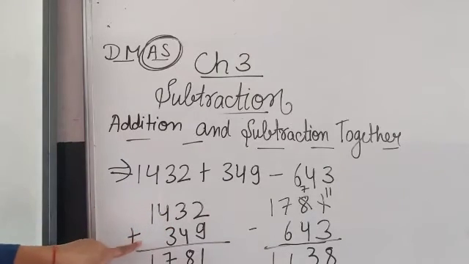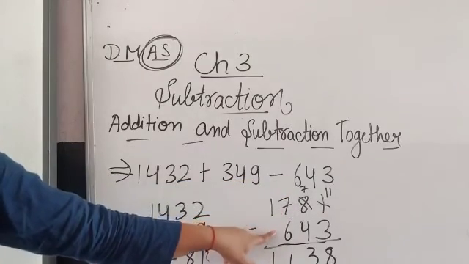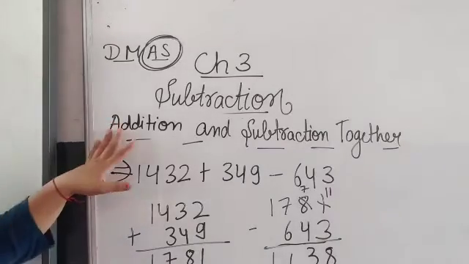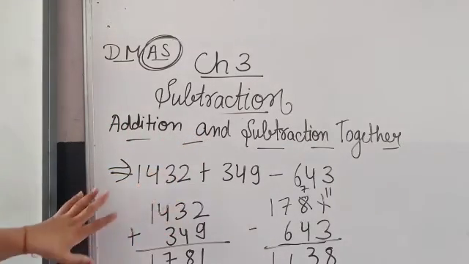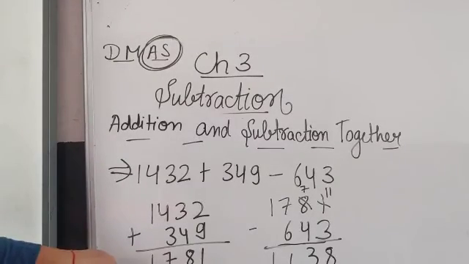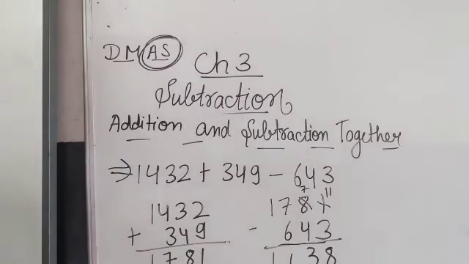First of all, perform addition. 1432 plus 349 and you get 1781. Now from this you have to subtract 643. Is it clear? So whenever addition and subtraction are given together, firstly perform addition, then after the result comes, subtract the given number, that is 643, and you get the answer 1138. Is it clear?